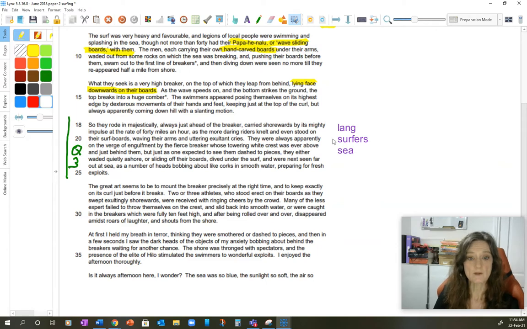They were always apparently on the verge of engulfment by the fierce breaker, whose towering white crest was either above and just behind them. But just as one expected to see them dashed to pieces, they either waded quietly ashore or, sliding off their boards, dived under the surf and were next seen far out at sea.